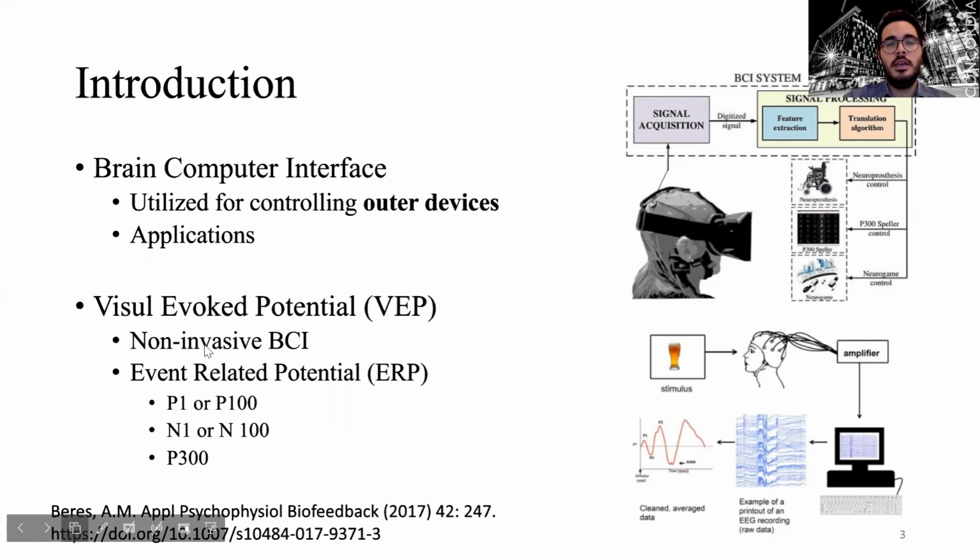One of the non-invasive BCIs is visual evoked potential-based systems. According to the figure at the bottom right, displaying a visual stimulus to the subject leads to provocation of signals within the visual cortex. Once we collect these signals, we can extract pattern changes after watching the stimulus. These features in EEG signals are called event-related potentials, or ERP. We have different components of ERPs, including P1 or P100, N1 or N100, and P300, which are the most important components of ERP.